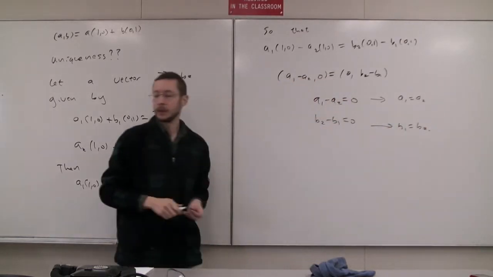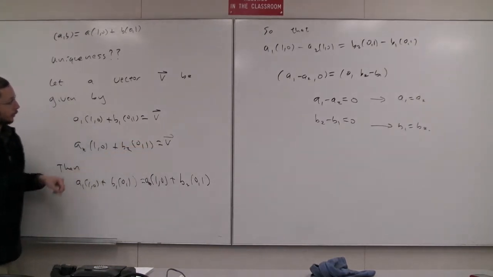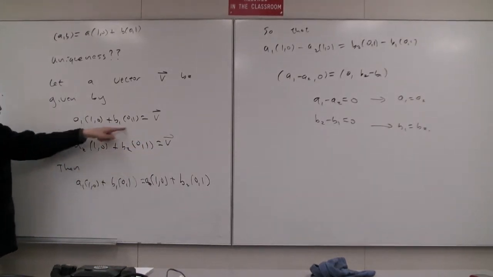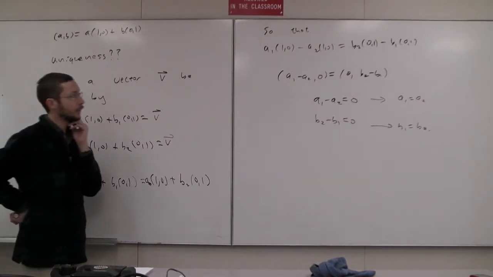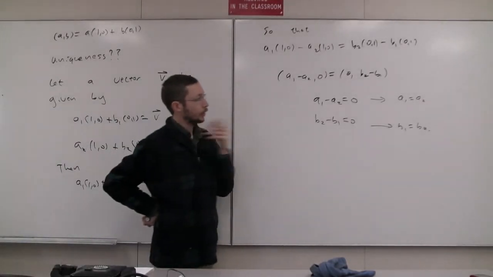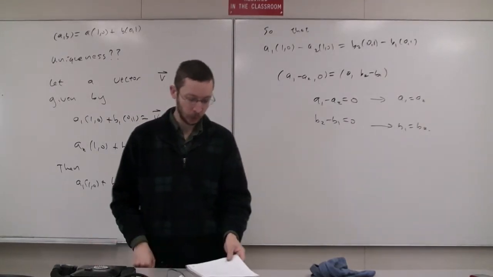So that tells us that any vector has a unique representation in terms of these two vectors. And so we've satisfied both conditions required for a basis. And so we see that (1, 0) and (0, 1) really are a basis for the xy plane.